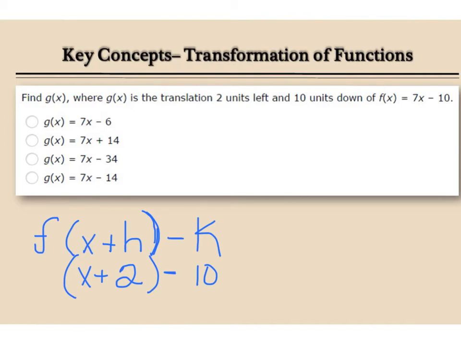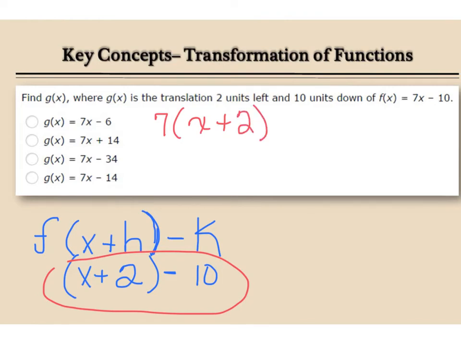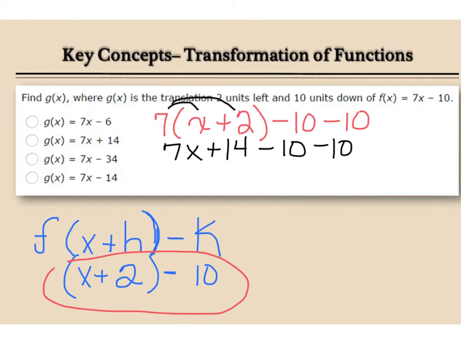I'm going to take the f of x and insert these numbers. So here's how we do it. We go 7 times x plus 2. We still have the minus 10, and we're going to do another negative 10. So now I'm going to do the distributive property. So 7x, 7 times x is 7x. 7 times 2 is positive 14. I still have these two negative 10s.